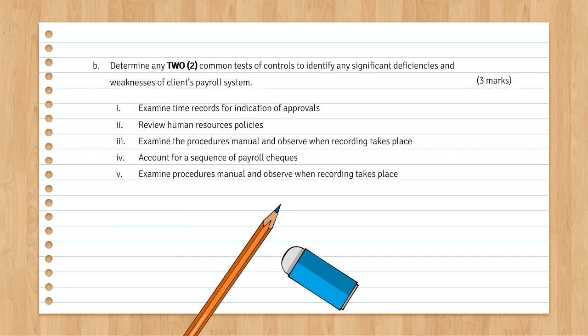Next is determine any two common tests of controls to identify any significant deficiencies and weaknesses of the client's payroll system. Any possible answer can be given, but examples are: first, examine time records for indication of approvals. Second, review human resources policies. Third, examine the procedures manual and observe when recording takes place. Fourth, account for a sequence of payroll checks. And last, examine the procedures manual and observe when recording takes place.